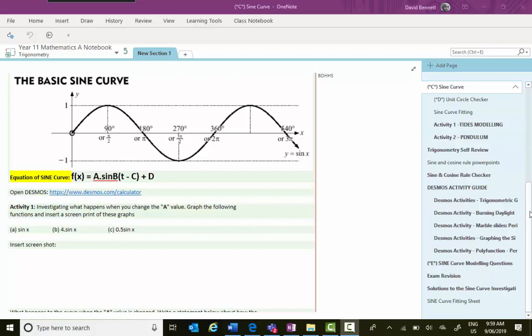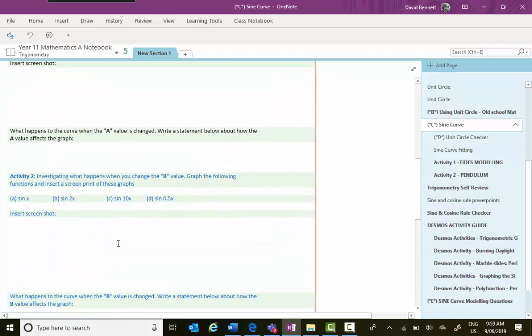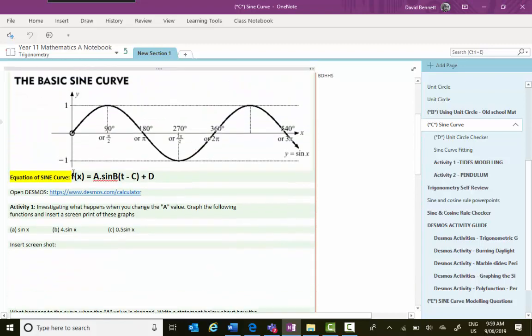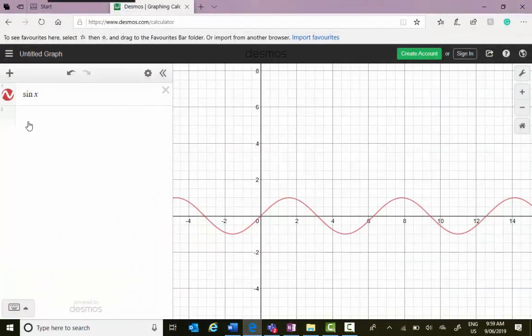Hi everybody, in this video we're going to be looking at the sine curve. Now we've got this activity here and I'm not sure how many people have gone through this, but I just want to go through and make sure that everybody understands how this curve works, and particularly we're looking at the A, the B, the C, the D. So we're going to use our Desmos calculator, which is pretty good for this.